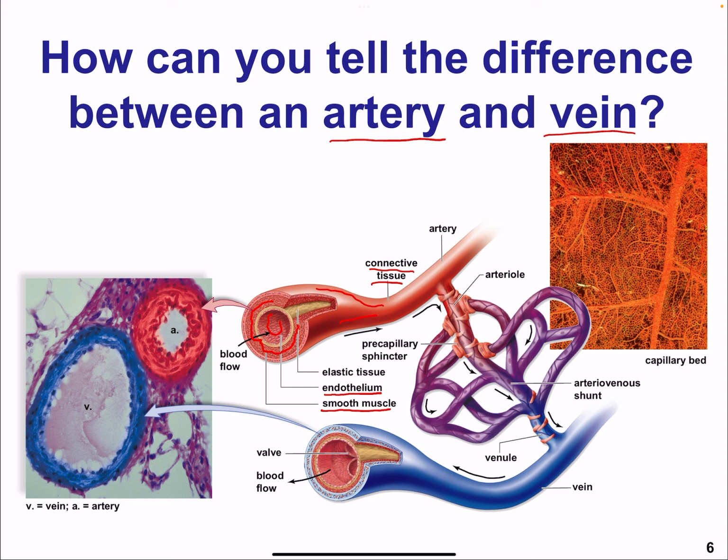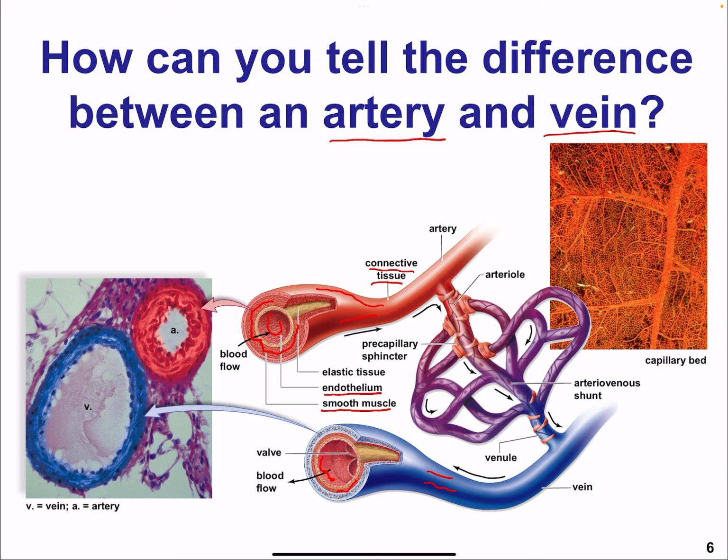So these layers, you're going to find the same in veins, right? So you have the connective tissue right here, okay? You're going to have the smooth muscle right here, and you're going to have the epithelium right here, the endothelium. With that being said, now let's take a look at the differences between arteries and veins.